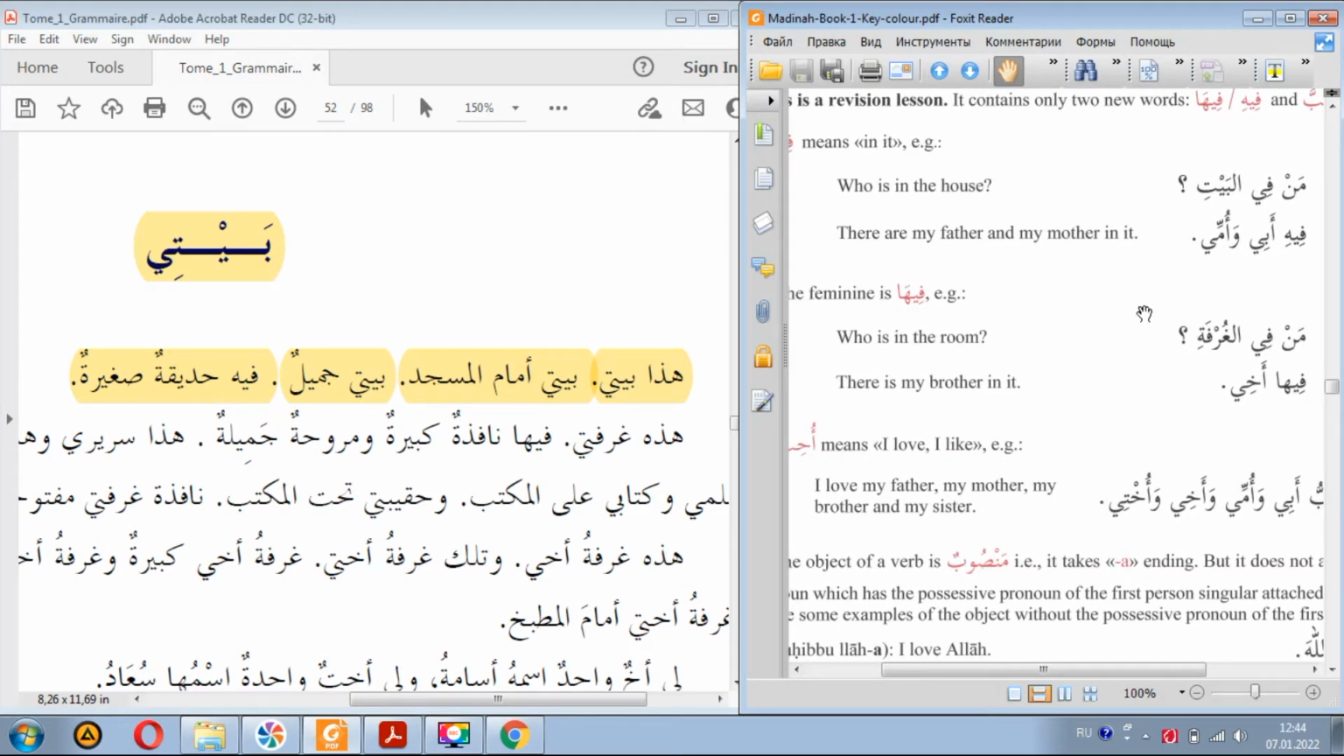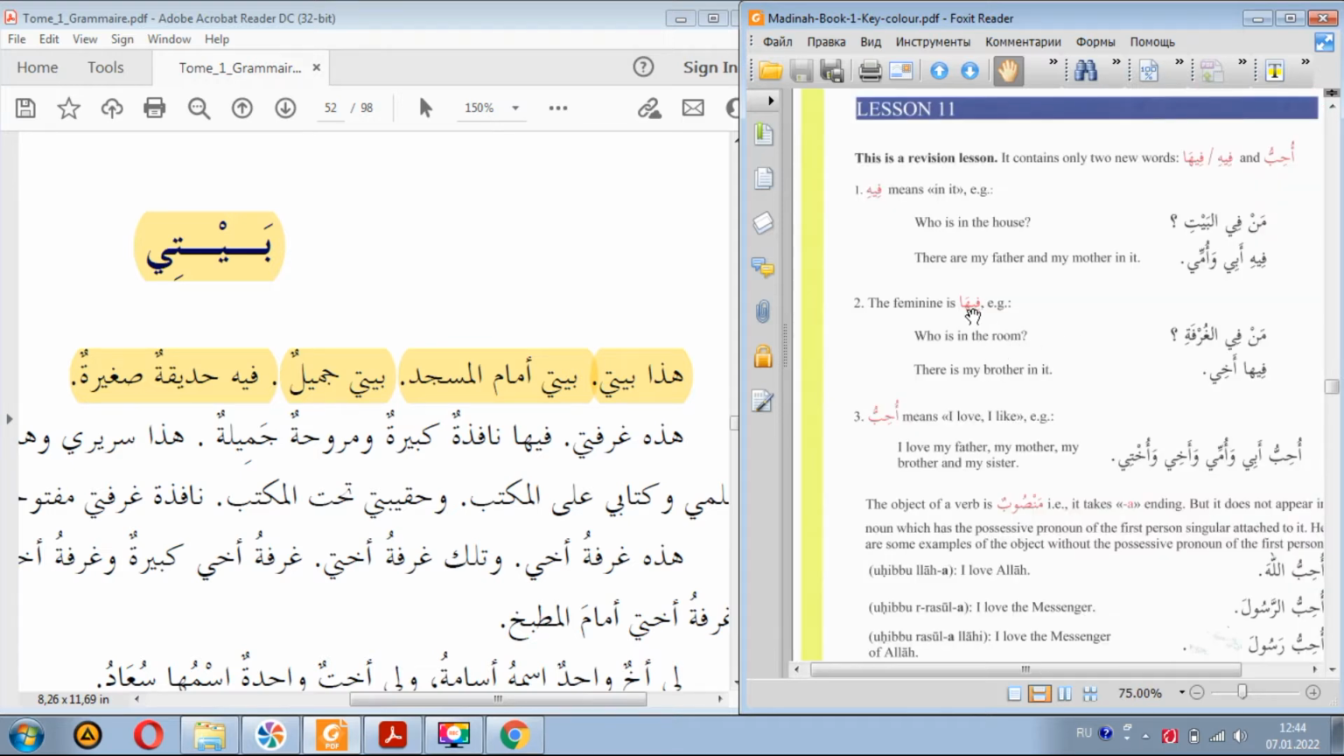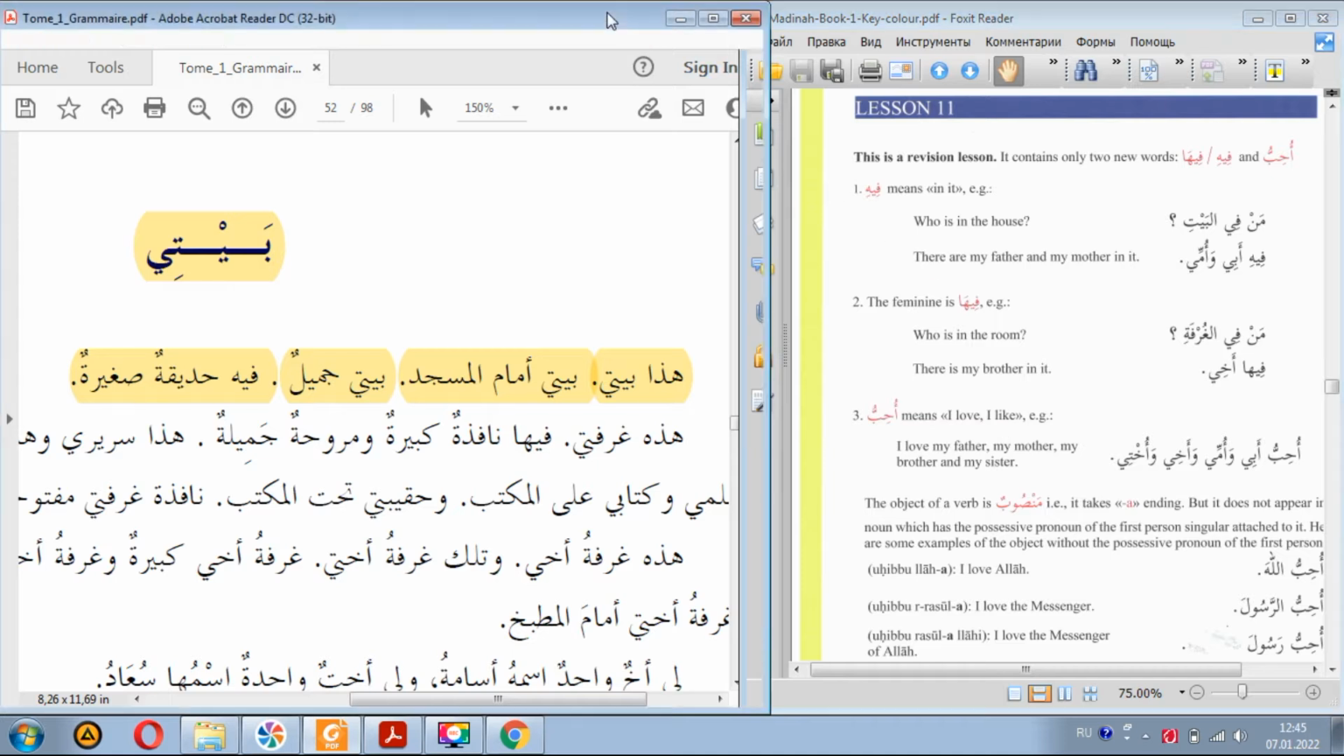But you see, here is another example. When we use fiha, we refer to a word al-ghurfatu. Al-ghurfatu has ta marbuta in the end, therefore it's feminine, and therefore we use fiha. We use the ending ha. Man fil ghurfati, who is in the room. If you want to say in it, in the room, we have to say fiha, and ha refers to this al-ghurfa. Fiha akhi. So let's get back to our text.